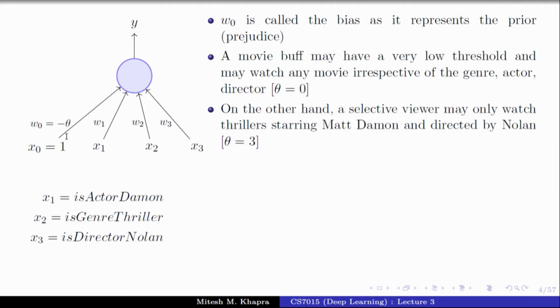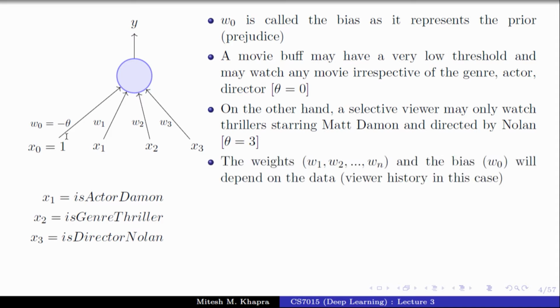Fine. And as I was saying, for an avid movie watcher, the theta would be 0, and for a very niche movie watcher, the theta would be high. And these weights and bias are something that we need to learn. And how does a machine learn? It learns from the past data that you have, right? So suppose you want a machine to make this decision for you.